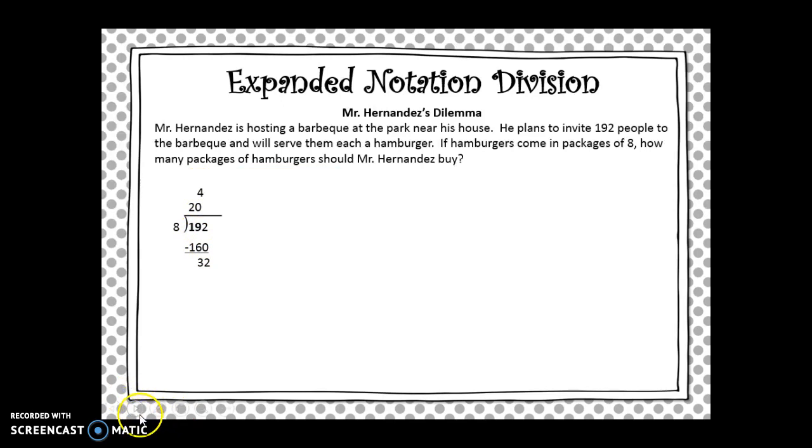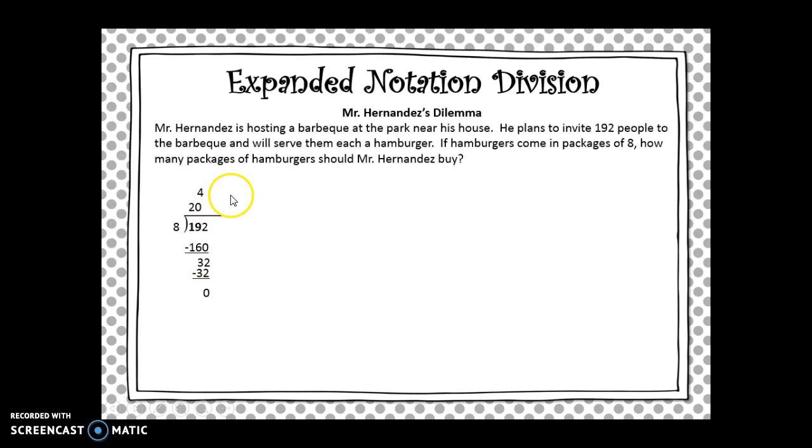Next, I have to multiply 4 times 8 and write that right below the 32 to show that I'm multiplying that 4 times 8. 4 times 8 is 32. Then I have to subtract 32 from 32. 32 minus 32 gives me 0. So 0 is where I stop because I have nothing that is remaining. Then I have to go to my next step.